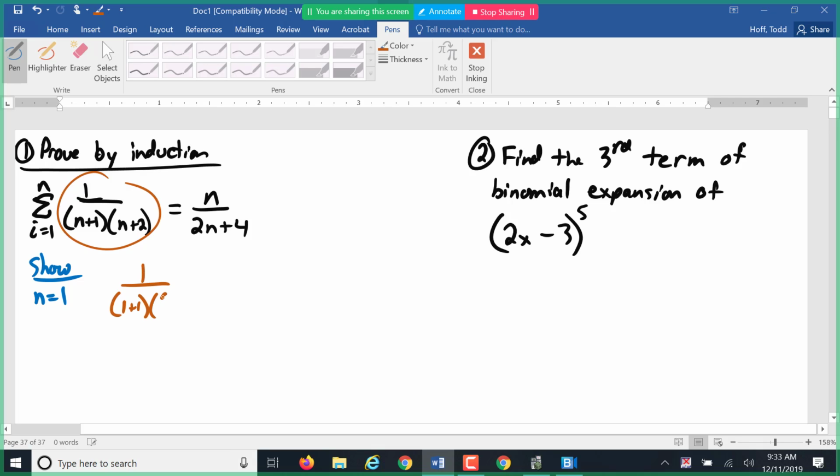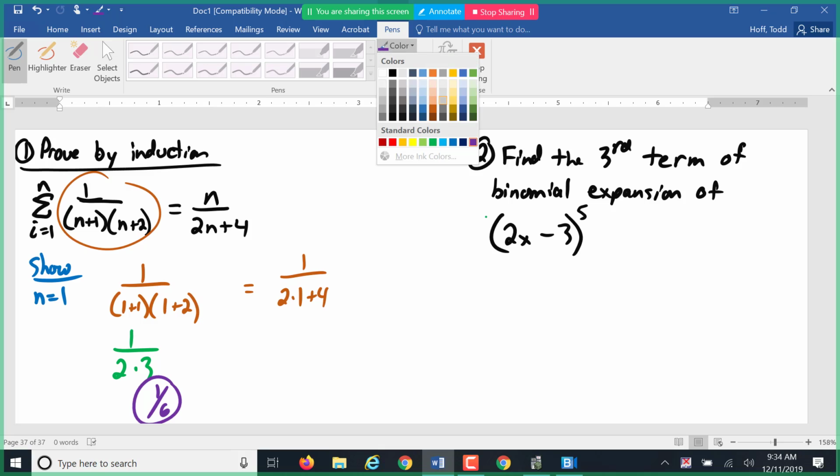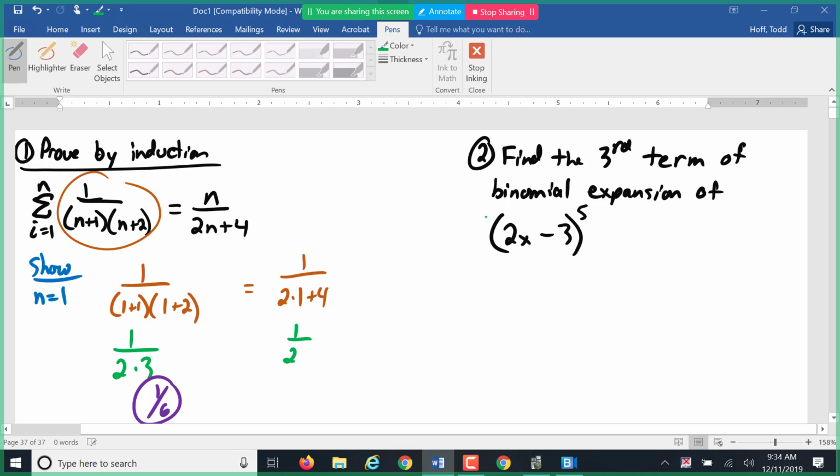plus 1 times 1 plus 2. We've got to show that that's equal to 1 over 2 times 1 plus 4. Well, 1 plus 1 is 2, and 1 plus 2 is 3. So 1 over 2 times 3 is 1/6. On the right side, 2 times 1 is 2. So 1 over 2 plus 4 is 1/6. So it is true for n equals 1.